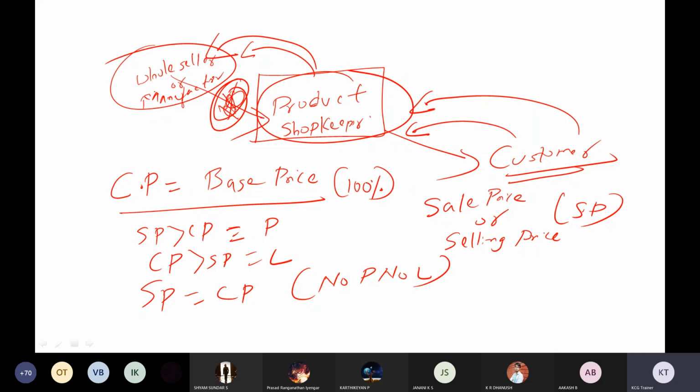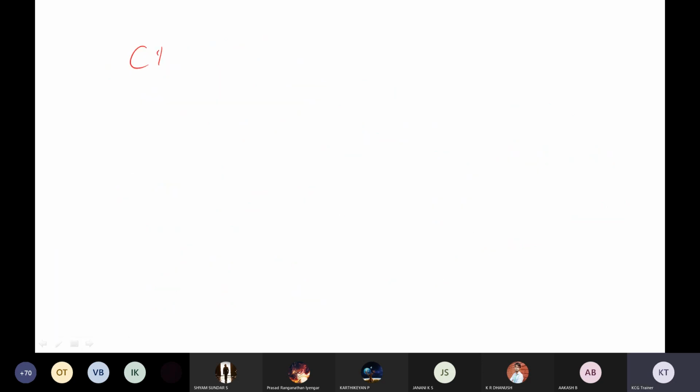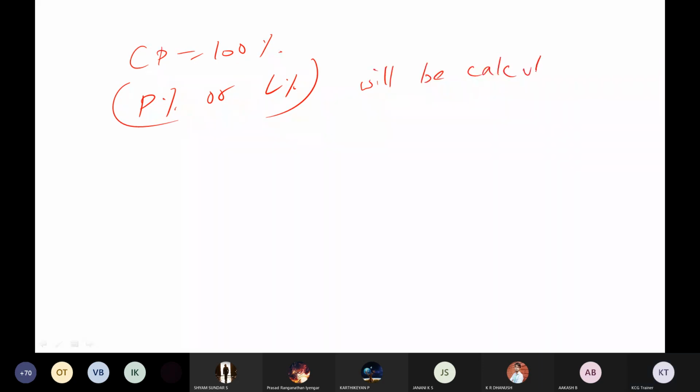Now, what type of logic will you use? To use logic, please consider cost price always as 100%. Profit percentage or loss percentage will always be calculated on CP only.